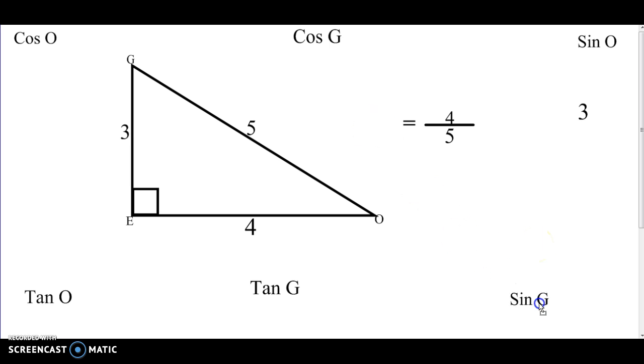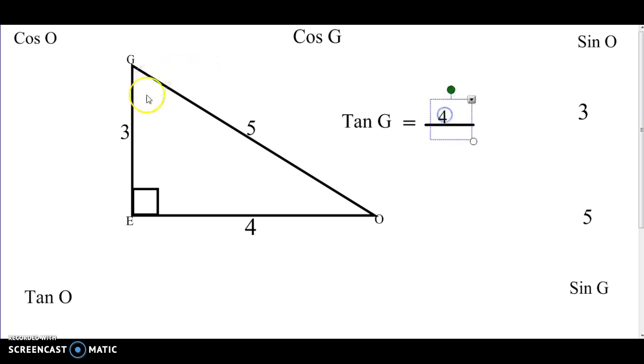All right. And then the last one is tangent. So you'll see tangent is the only one that doesn't use the hypotenuse. So that's always good when you're trying to figure out how to set up the problem. So tangent of angle G. So tangent's represented by TOA. So tangent of an angle is equal to the opposite leg over the adjacent leg. So the opposite leg of G is 4. And the adjacent leg for G is 3. So 4 over 3.